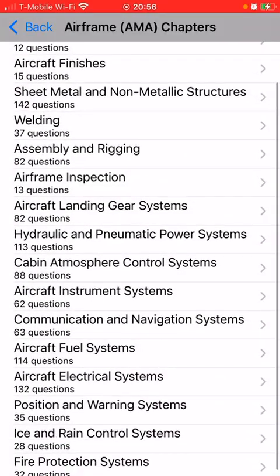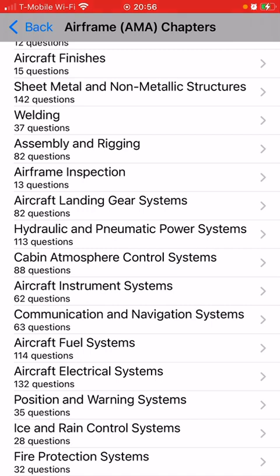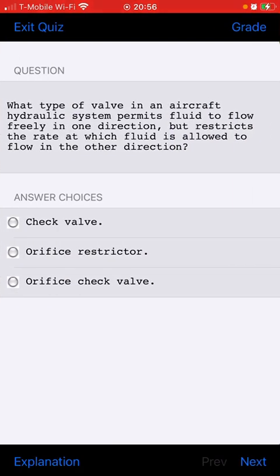So 10 minutes a day, what? It keeps the F's away. So today we're gonna go to one of the hardest studies. Let's go for hydraulics, should we?